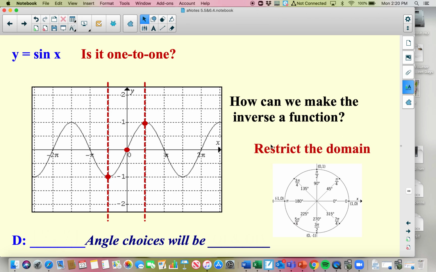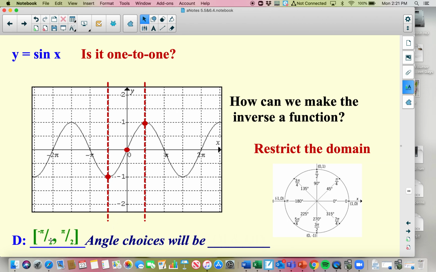Now, technically, I could restrict the domain anywhere, but if you look at where I have restricted it in between these red dashed lines, if you do a horizontal line test just in this region, you'll always go through just 1 point, which means the inverse of this piece would be a function. Once I go beyond this point, then I'm hitting 2 points. So I chose to restrict between negative pi over 2 and positive pi over 2. I actually didn't choose that. That is the restriction that your textbook uses as well.